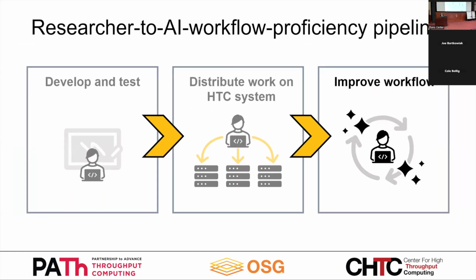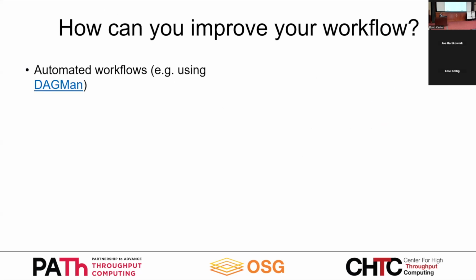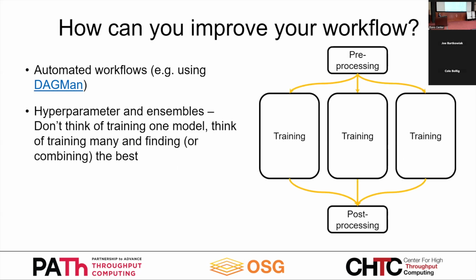So now that we have this on our system, the next stage is we want to think about improving this workflow. So the objective here is to really get more out of the available resources we have, so doing more with less, and then monitoring and organizing these runs. So one useful tool we have is DAGMan. If you haven't used it, I encourage you to try it. It's pretty cool. And you can really use it in workflows where you have multiple steps that you need to do, or you want to coordinate all these jobs that you're running. And you can think big and think about not being limited to just one training, but doing multiple trainings or working on multiple data sets.